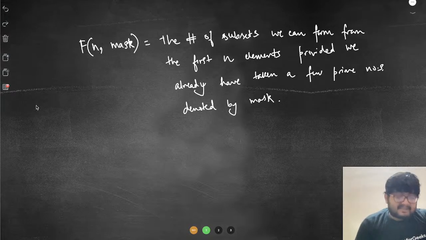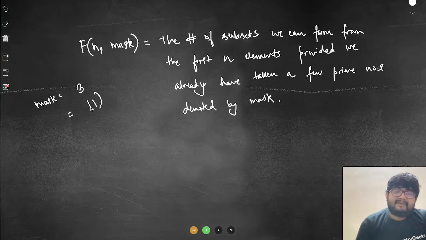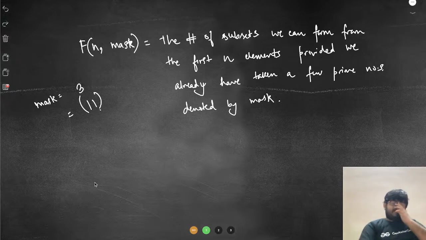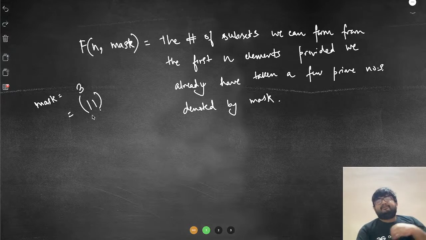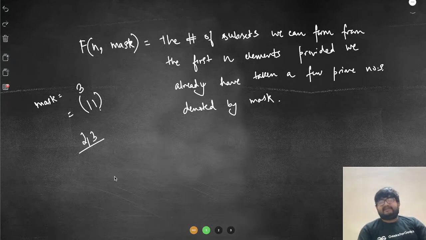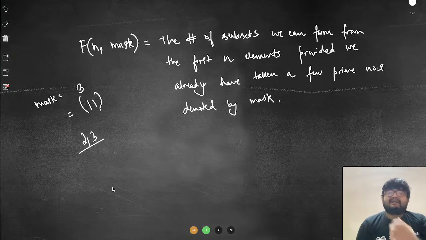Right? So let's say mask is 3. 3 means binary 1 1, which means the 0th and first prime numbers are taken, that is 2 and 3 are taken. So in that case the mask will be 3, right? It will represent what prime numbers are already taken, right?